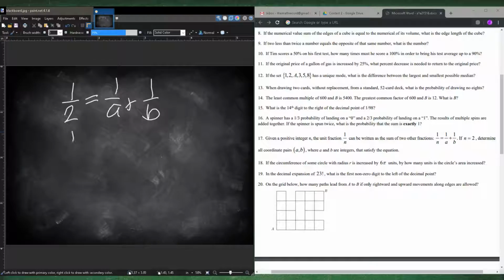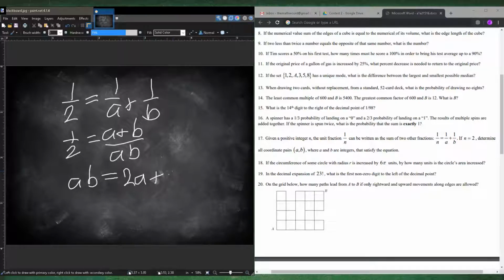Let's simplify this into one thing. So you have 1/2 is equal to, multiply this by b, multiply this by a, so you have a plus b over ab. So, a plus b over ab, and let's just cross multiply it. So you have ab is equal to 2a plus 2b, right? So let's get all this variable to one side. Let's just get a. So ab minus 2a is equal to 2b.